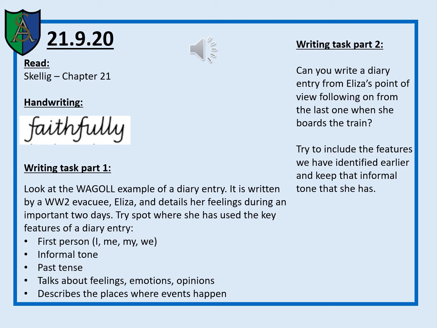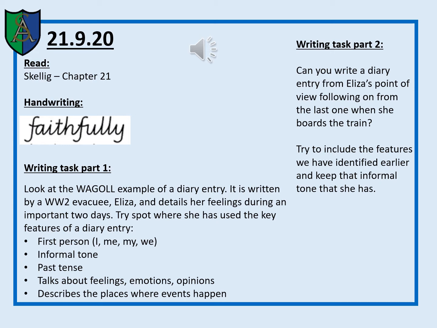Diaries are always written in the past tense because they're very often done at the end of a day and certainly always after an event has happened. Diaries talk about feelings, emotions and opinions, and they go into detail describing the places where these events happen. So have a little read through those diary extracts from Eliza and see if you can spot those 5 features in there.